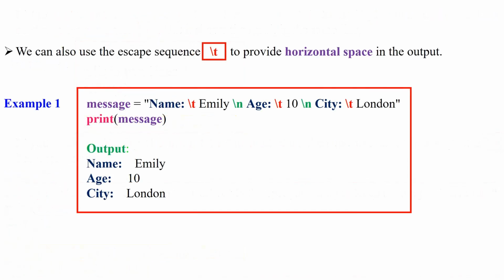We can also use the escape sequence \t to provide horizontal space in the output. Here is an example. In this code, the \t escape sequence is used to add a horizontal tab between the labels, name, age, city, and their corresponding values, example Emily, 10, London. When you run this code, it will output in this format given below the code.